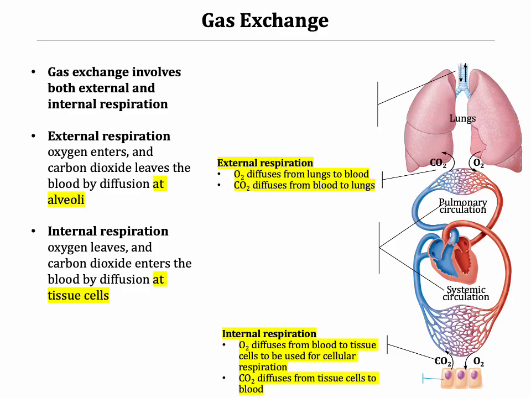When we think of gas exchange, this involves both external and internal respiration. External respiration is the transfer in the lungs. Internal respiration is the transfer at the tissue cells, right? And the passage of oxygen and carbon dioxide is different for each type. Oxygen gas diffuses from the lungs to the blood in external respiration, CO2 diffuses from the blood to the lungs, and then it's vice versa for internal respiration.